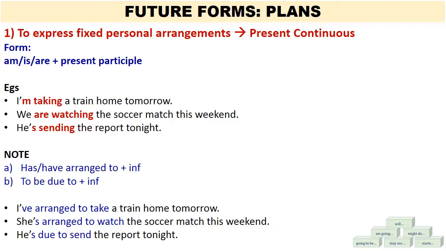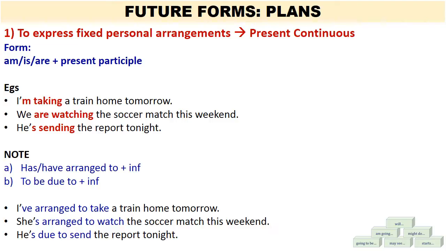Let's take a look at some examples. I'm taking a train home tomorrow. Now, if we were to say, I'm taking a train home, that would indicate the present continuous tense, an action that we are doing at the moment.